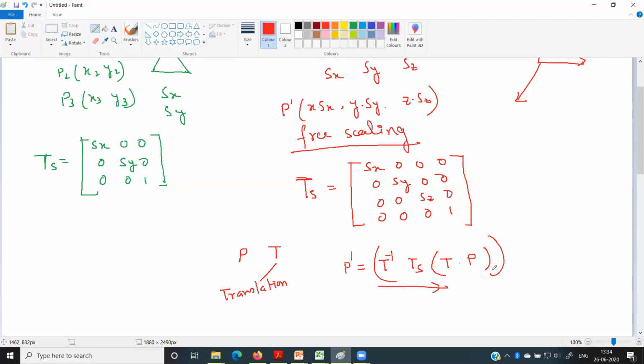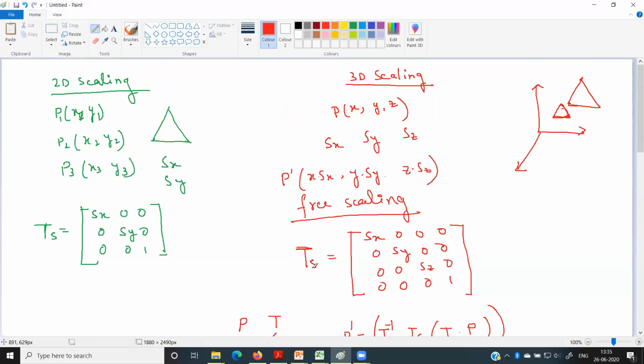So in case of fixed point scaling, I need to perform the same operation as we do for the 2D fixed point scaling. Whatever operation we perform there, we need to perform the same operation here, only the transformation matrices will change, and according to the 3D transformation you have to write down all those things, nothing else. This is very simple. So I think the 3D scaling is clear to you.